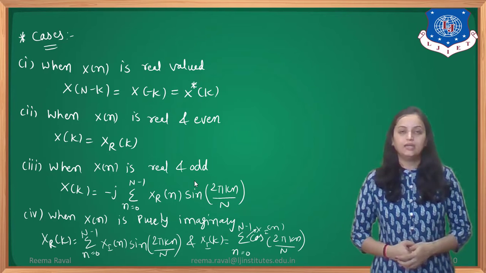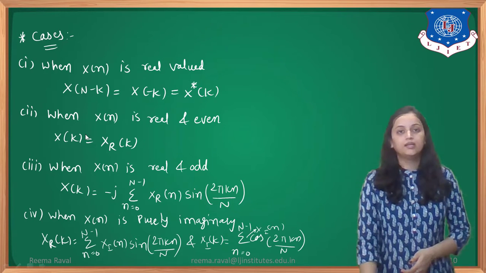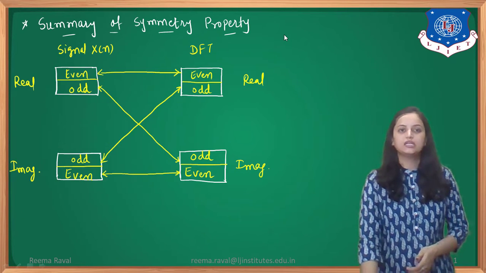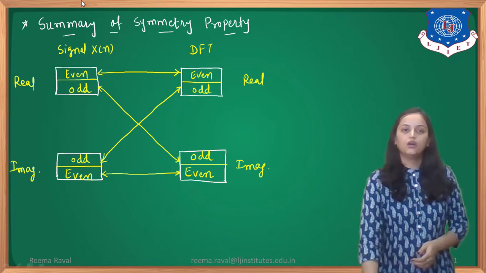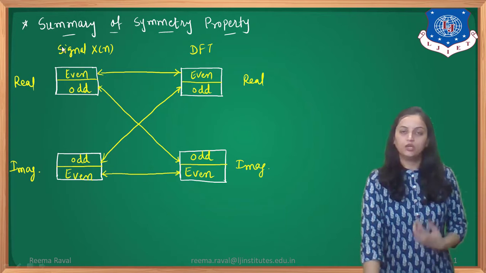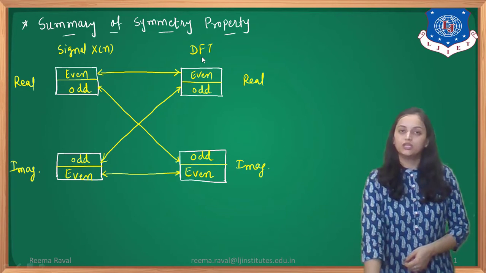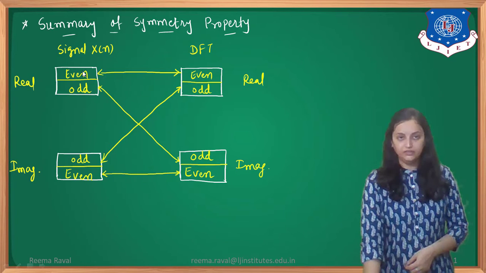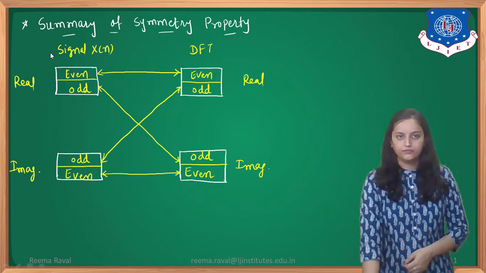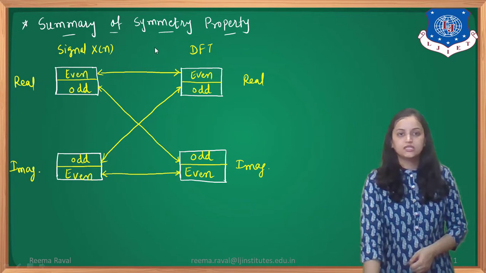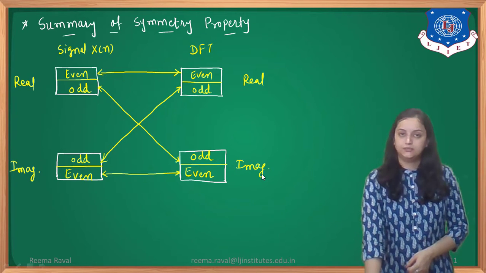Let us overview that using one diagram, one relativity diagram. As you can see, the summary of the symmetry property is indicated in this diagram. Here on the left hand side, the signal x of n, the original signal, is indicated, and on the right hand side, its DFT version is indicated. Let us consider that if the signal x of n is real and even, then its DFT will be even and real. In the same way, if we consider the signal x of n as real and odd, its DFT will be odd and imaginary.